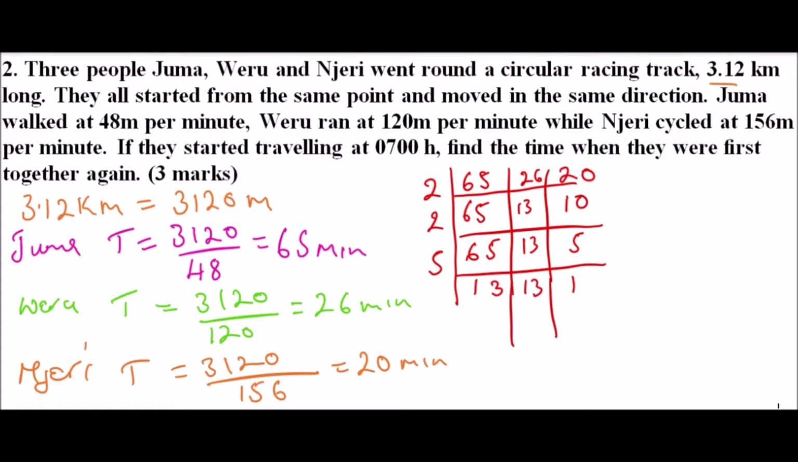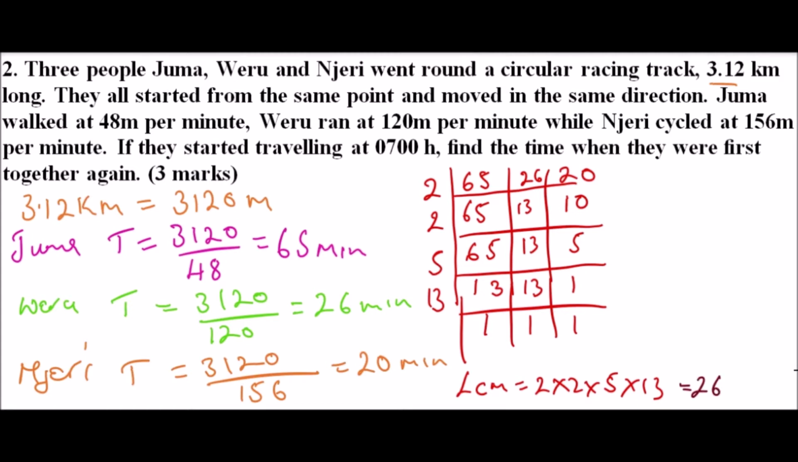We extend our lines there. So we now have 13, so we divide by 13. You find this is 1, this is 1, and this is 1. Meaning that the LCM is equal to 2 times 2 times 5 times 13, and that should give you 260. So 260 minutes, which we can use here.